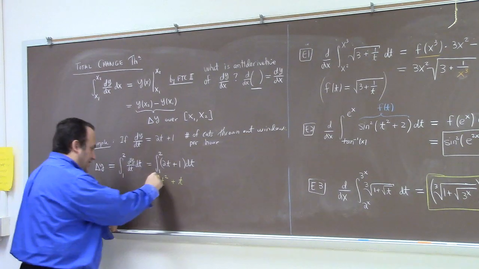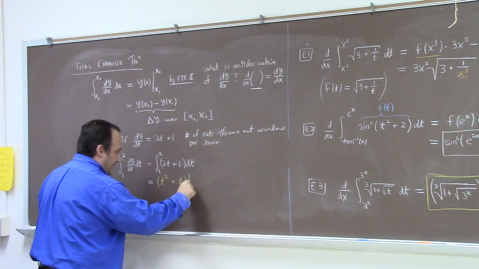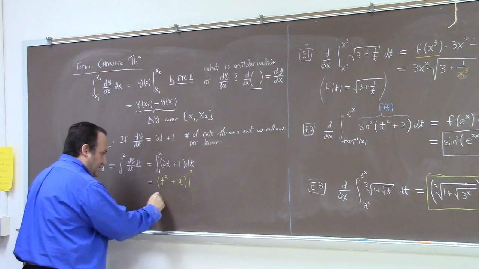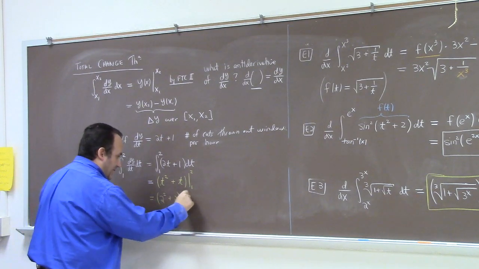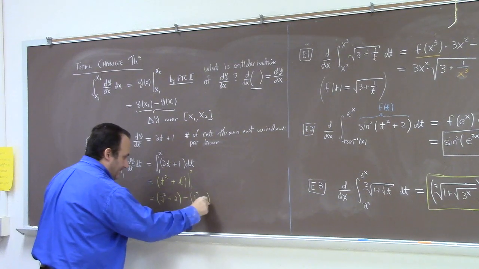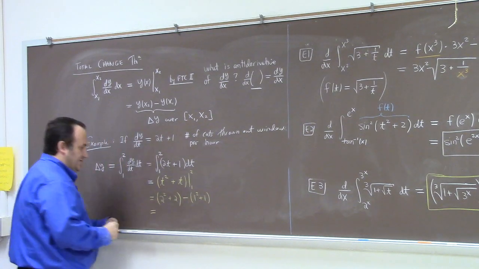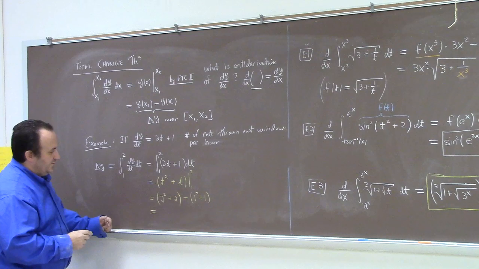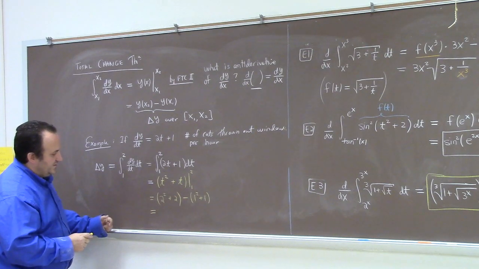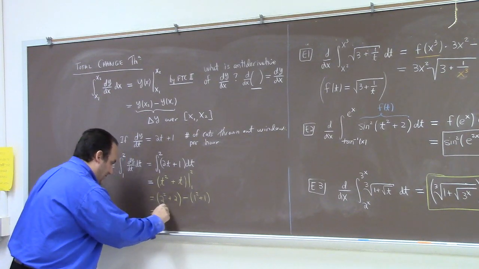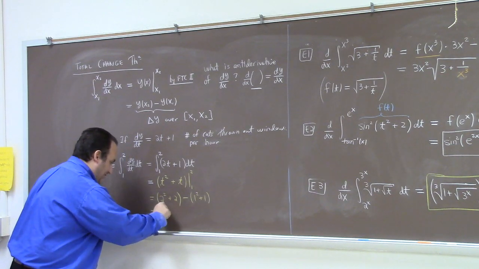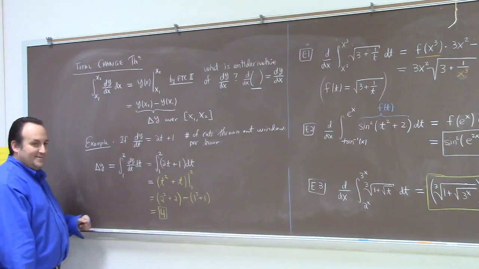And then, of course, we take that expression and we evaluate it from 1 to 2. And so that is 2 squared plus 2, parentheses, minus 1 squared plus 1. So apparently the number of cats thrown out the window was 4 plus 2, 6, 6 minus 2, 4 cats. Okay, so that's a start. There might still be more cats to throw out, I don't know, but there you go.